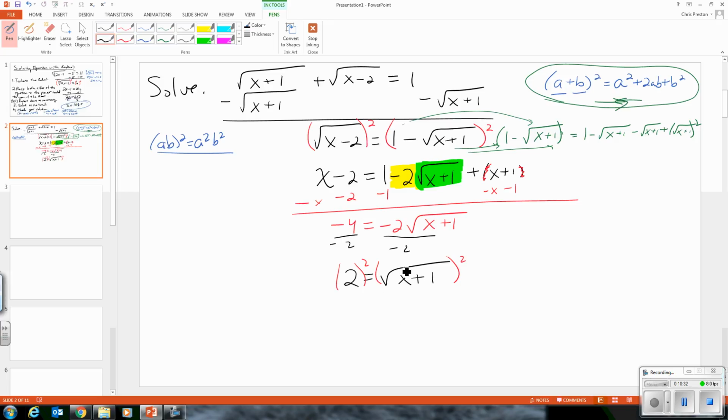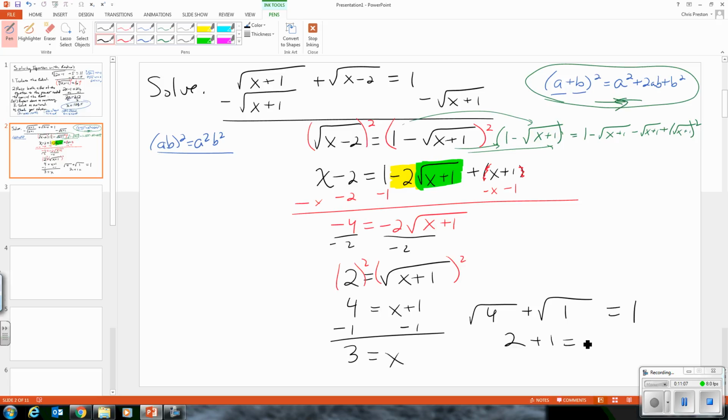So I'm going to get rid of this square root. So I'm going to square everything again. x equals x plus 1. Subtract 1. 3 equals x. Maybe 3 equals x. I still got to check it. So I need to plug this back in to the original problem. So if I change all the x's to 3's, that's going to give me 3 plus 1 is 4, plus 3 minus 2, 1. That should equal 1. So 2 plus 1, that equals 3, which is not 1. So nope, that didn't work. No solution.